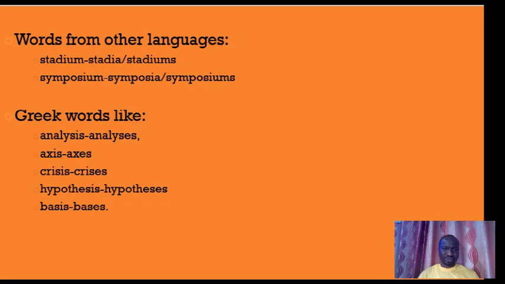We have stadium, which is stadia, but you can say stadiums. We have symposium, symposia. You can also say symposiums. From Greek, words that were borrowed from Greek like analysis: when you send this to plural, you say analyses. We have axis, axes. We have crisis, crises. Hypothesis, hypotheses. Basis, bases.